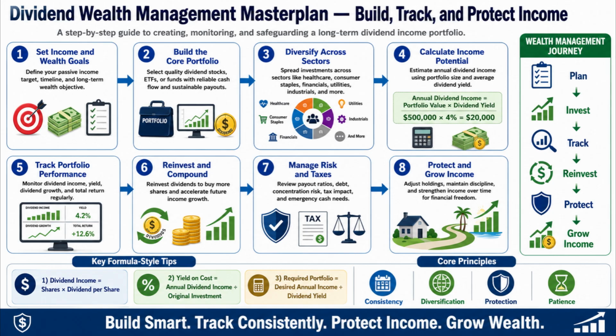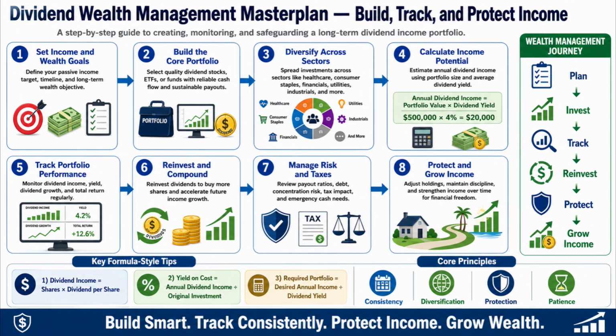The formulas shown in this master plan are also very useful. Dividend income can be estimated by multiplying the number of shares by the dividend paid per share. Yield on cost can be estimated by dividing annual dividend income by the original investment amount. Required portfolio size can be estimated by dividing desired annual income by expected dividend yield. These formulas help investors make the strategy more measurable and practical rather than relying only on general ideas.